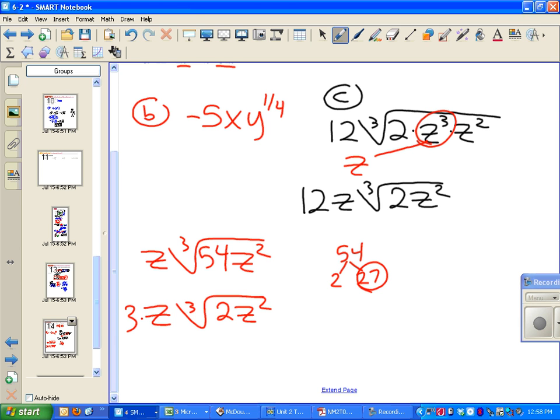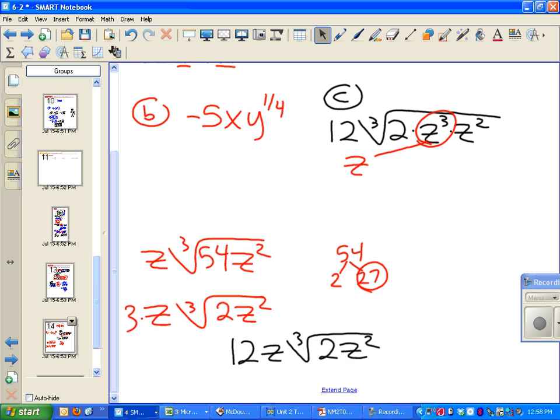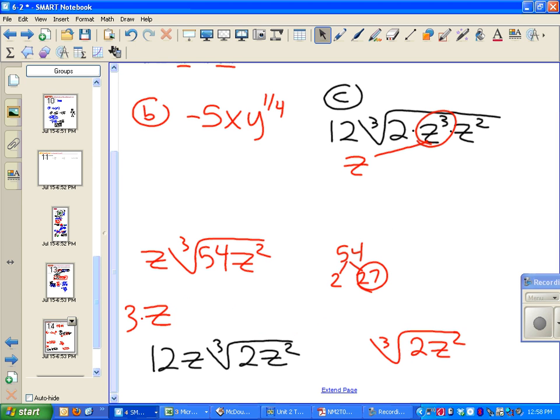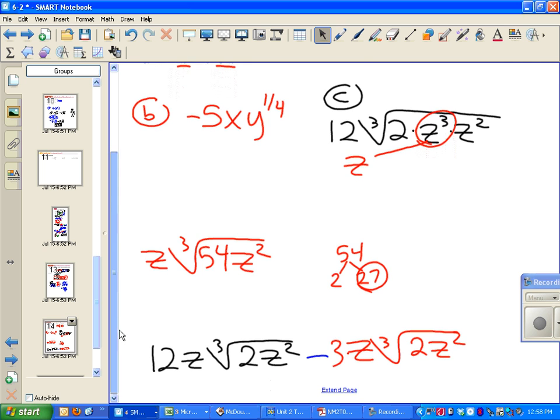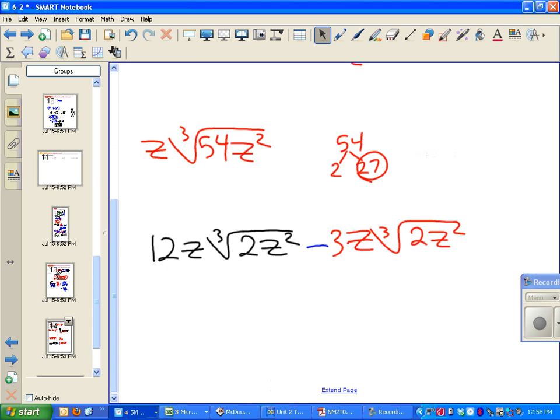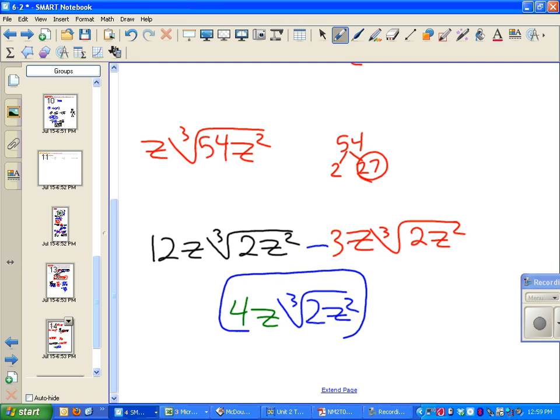Okay, so now I'm going to put those two together. So I have 12z squared minus this. Okay. All right, so I simplified 12z. I simplified the second one. I've got the same index and the same thing underneath, which is 2z squared. So I have 12z minus 3z. So 12 minus 3 is 9. So I have 9z. And my label is the cube root of 2z squared. And that is my answer.